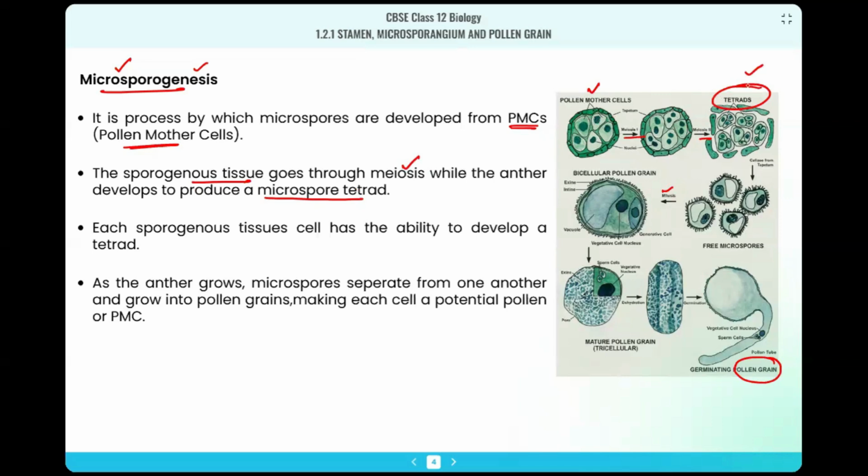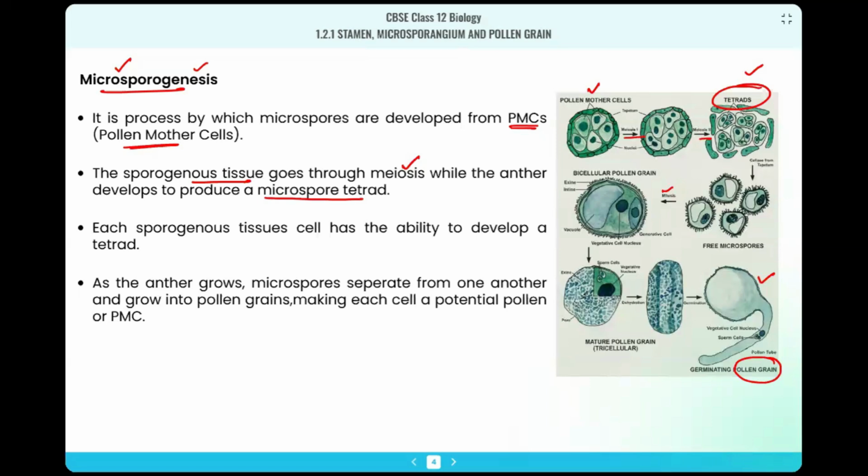Now each sporogenous tissue cell has the ability to develop a tetrad. Now as the anther grows, the microspores separate from one another and grow into pollen grains, making each cell a potential pollen mother cell. So till now, we were learning about how the sperm, sorry, the male gamete is formed in case of plants.